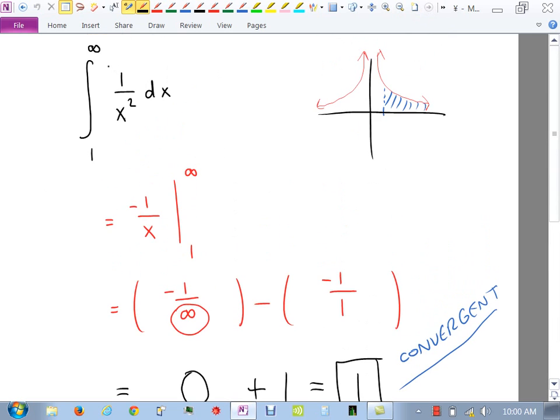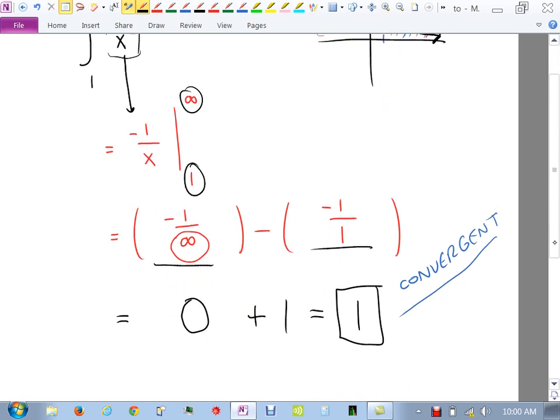I said, okay, now change it. Make the function 1 over x squared instead of 1 over x. So here's what it looks like. We want the area. We go out to the right forever. We take the antiderivative. Here's the antiderivative. We plug in infinity here, and we get this right here, and then we subtract from it what we get when we plug in 1.